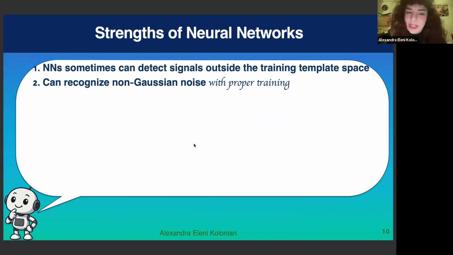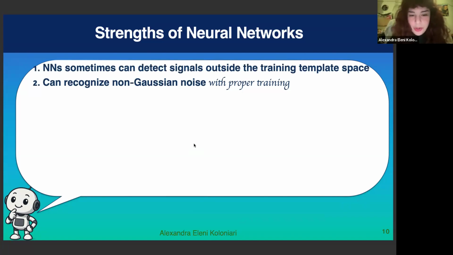Well, first of all, neural networks sometimes can detect signals that are outside of the training template space, because it's not the same as match filtering. Match filtering, as I mentioned before, looks for a match, but neural networks are trained with data and they learn how a signal looks like. They learn their morphology. So, for example, think of it like that. If I provide to you a picture with a dog breed that you have never seen, you would most probably understand that it's a dog, even though you have never seen that specific breed in the past.